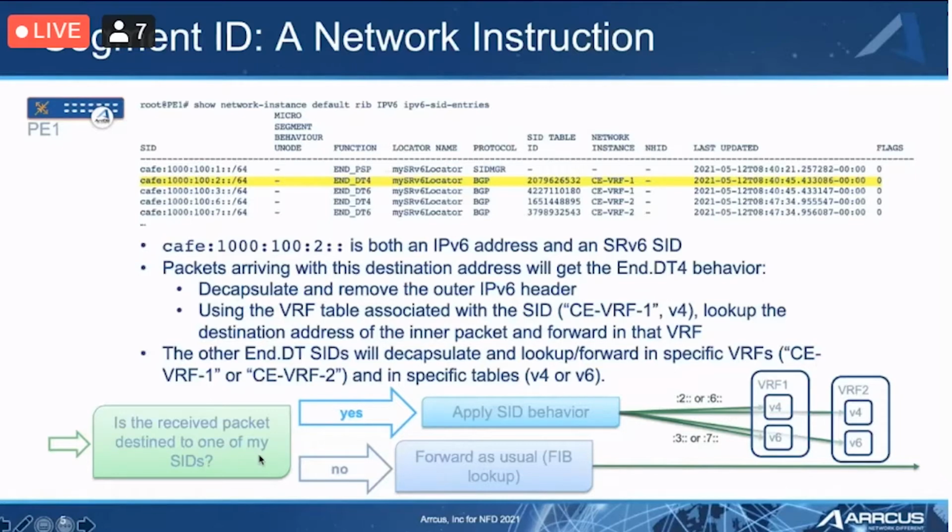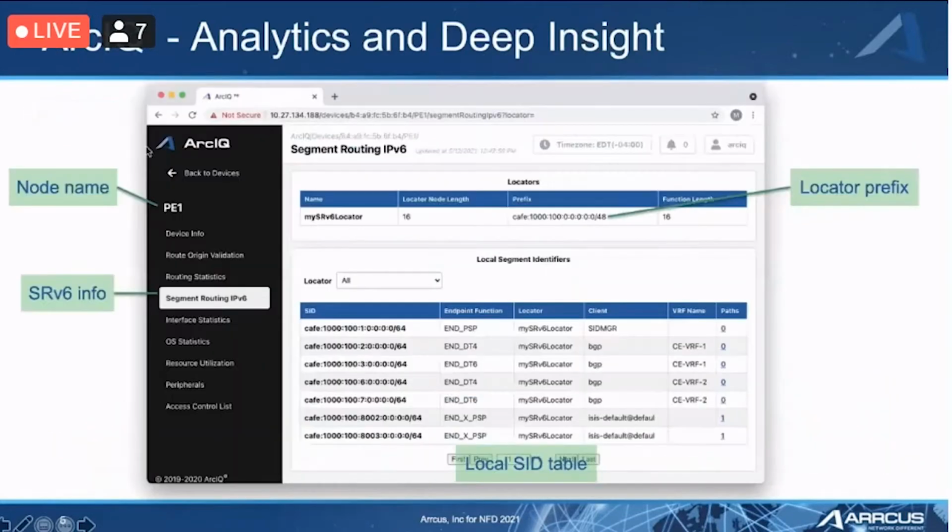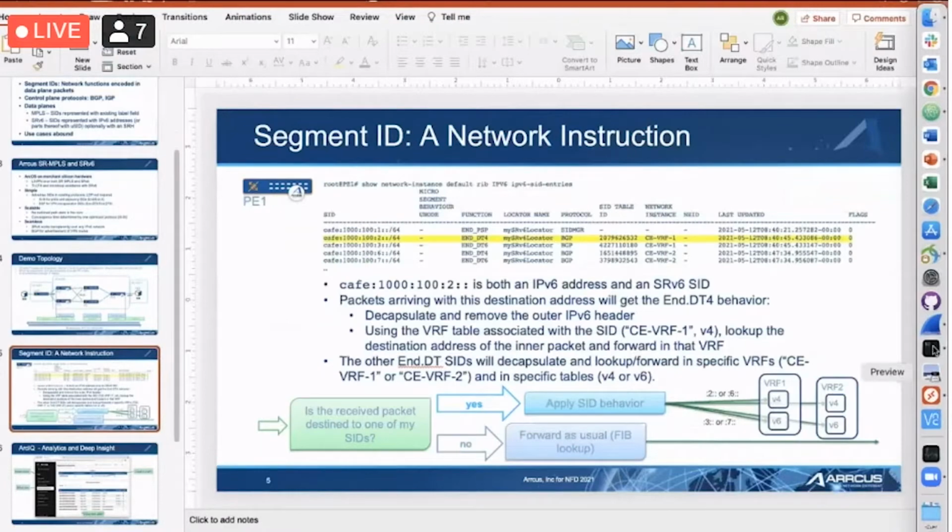So you can see the flow chart. If the received packet is destined to one of my SIDs, then I apply a SID behavior. The SID itself determines what that behavior is. If there's no local SID in the destination of the packet, then it's just a transit packet. It will forward it as usual for IPv6 forwarding. So I'll go ahead and go to the demo now.